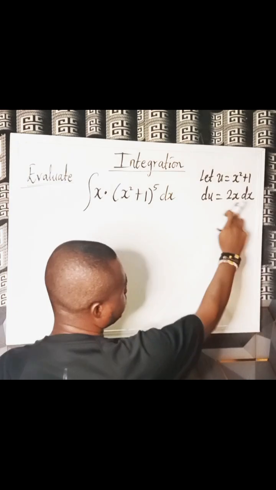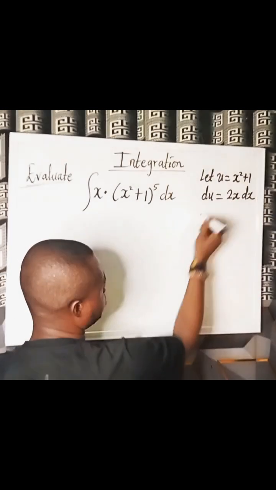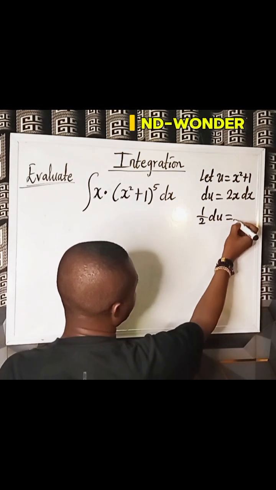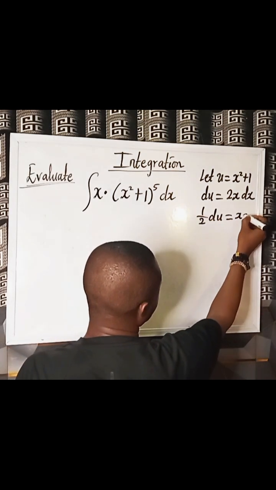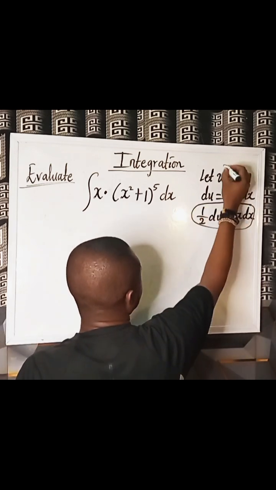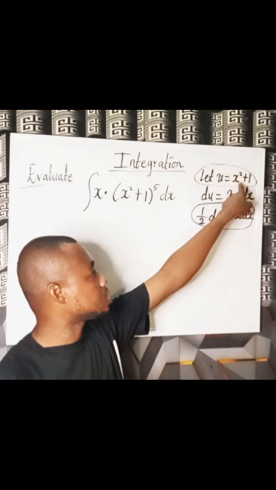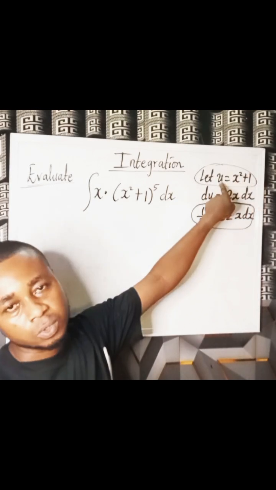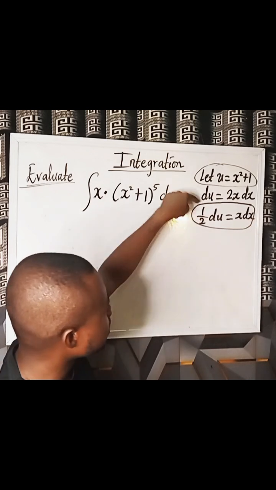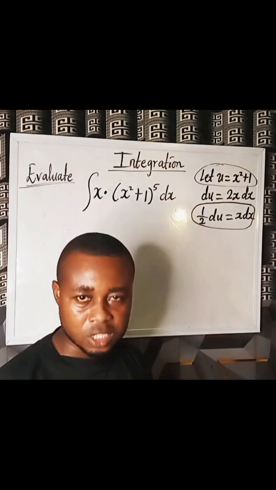That is not the end. We can also divide both sides by 2. If we do that, we'll be having du over 2, which is half du, which is equal to x dx. We've achieved what we want. So at this point, anywhere we come across x squared plus 1, it becomes u. Whenever we come across x dx, we get half du. So with this, we can easily integrate.